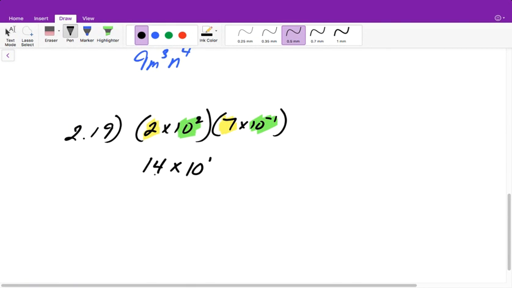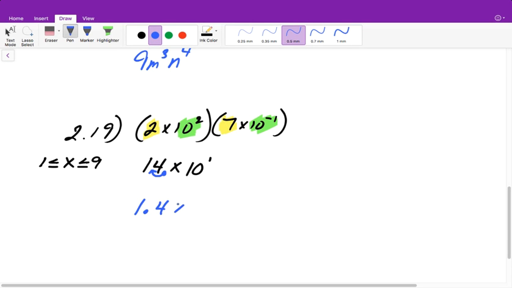However, in scientific notation, this number can only be greater than or equal to 1, or less than or equal to 9. So this number cannot be greater than 9, and it cannot be less than 1. So that means we need to rewrite this. So we know we have a decimal here, so we need to move it 1 space over to the left, so that way it is written with a number that is between 1 and 9, including 1 and 9, in front of our decimal. So it's 1.4.